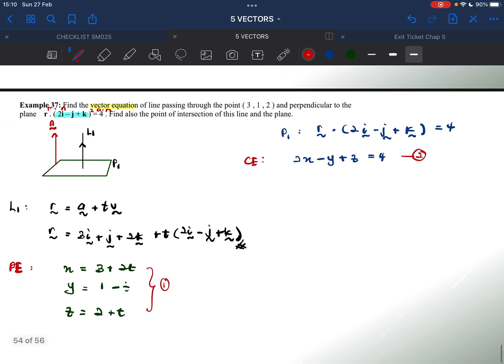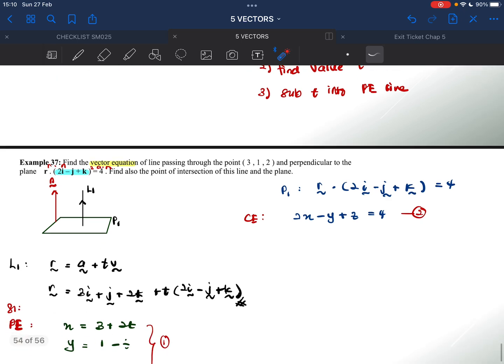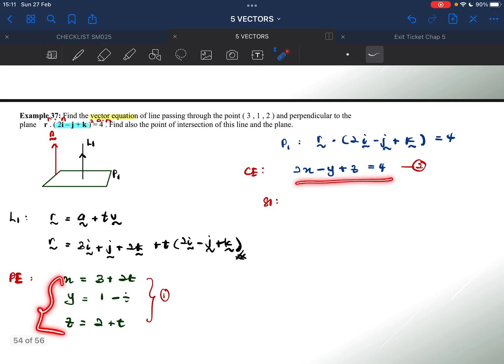So now that is your first step. Okay, that is the first step. The second step is to substitute the parametric equation of the line into the Cartesian equation of the plane. So here we have to substitute all this into here.